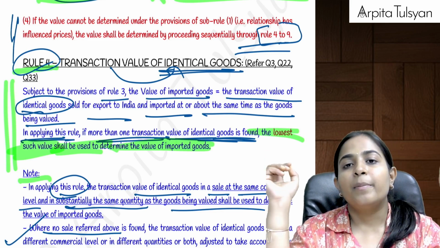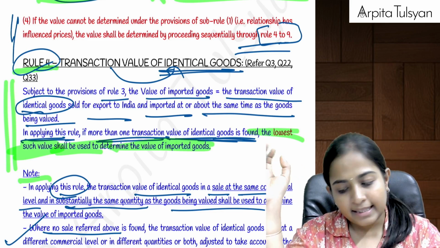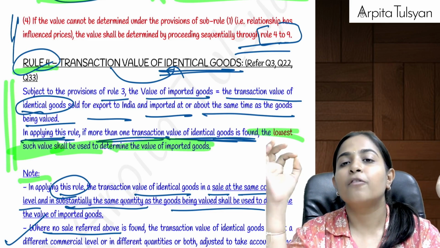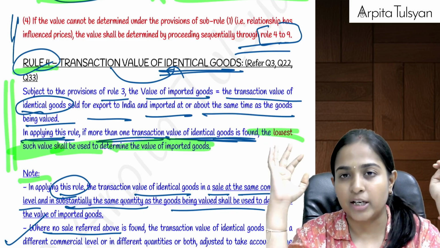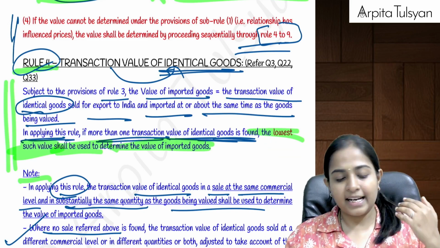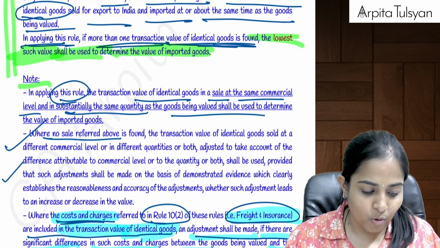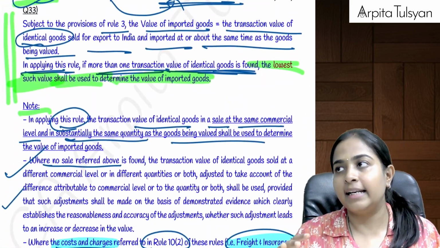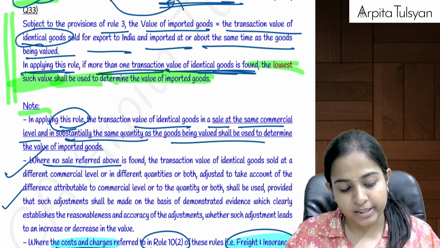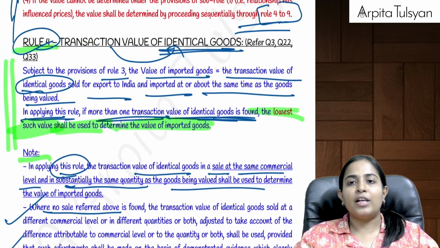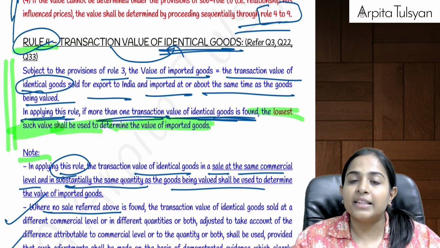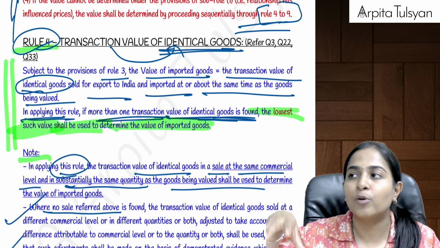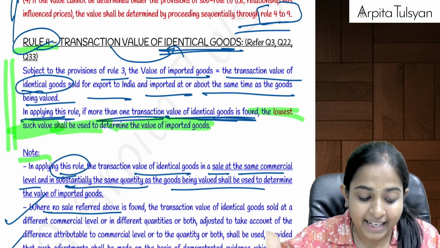If the value cannot be determined as per rule number 3, then go and apply rule number 4 to rule number 9 sequentially, that is 4, 5, 6, 7, 8, 9. As per this particular sequence, go and apply the rules and get the value. Now for that, let's start with rule number 4. Rule number 4 says that if you are not able to determine the value as per rule number 3, then determine the value as per rule number 4, that is, calculate the value of identical goods.